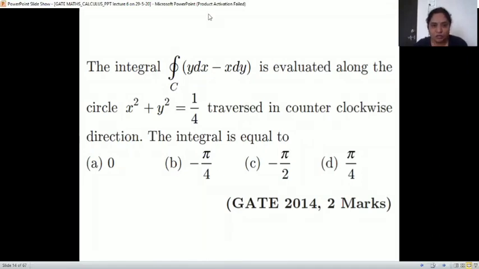The integral of y dx minus x dy is evaluated along the circle x square plus y square equal to 1 by 4, traversed in the counterclockwise direction. The integral is equal to what?